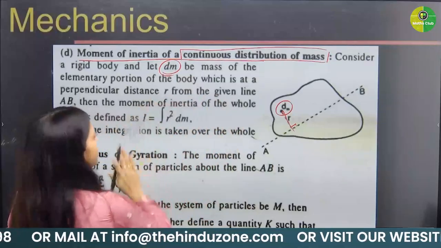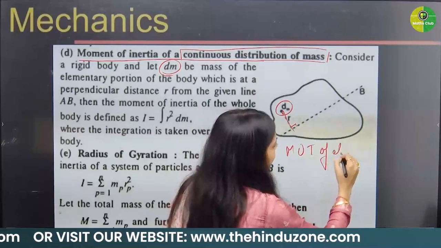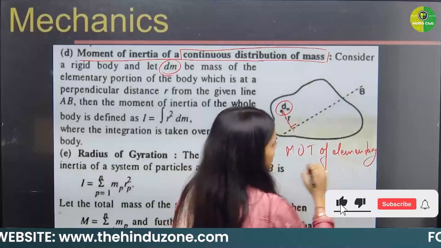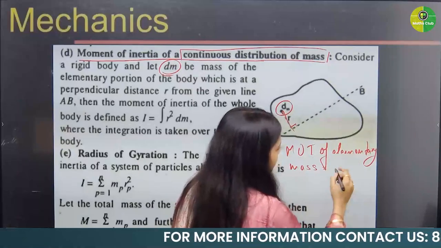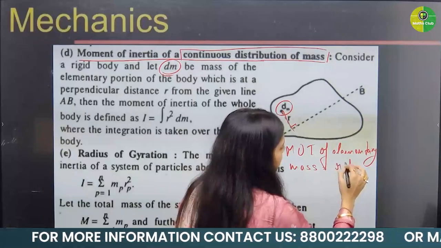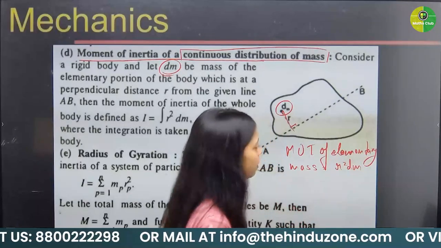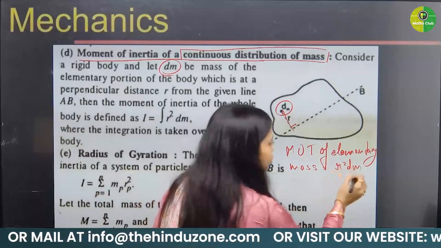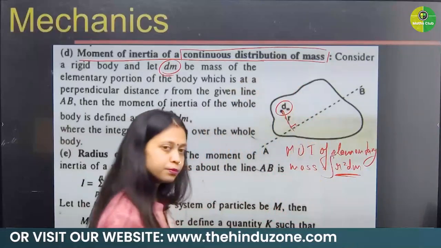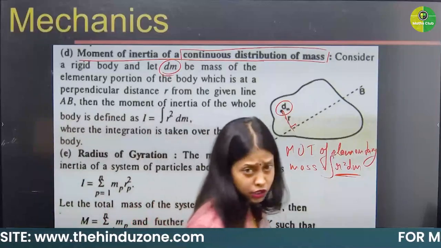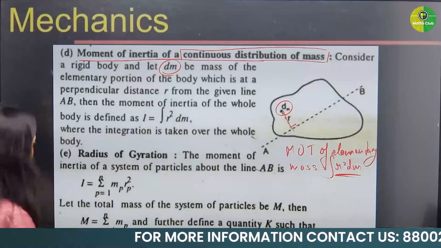So we will integrate. Basically, first of all, you'll find the moment of inertia of that elementary mass that you have taken, and that is dm r square, mass times r square. This is just for that mass that you have taken. If you want to calculate for the whole rigid body, you will integrate. How that integration will happen, what the limits of the integration will be, we'll see in some examples. Okay, this is a concept.